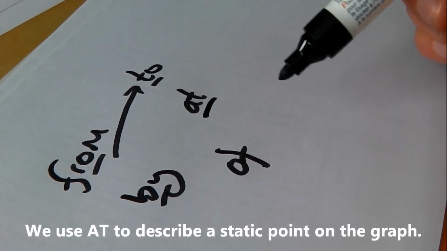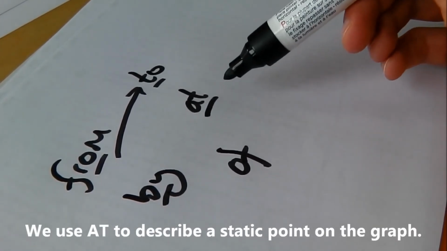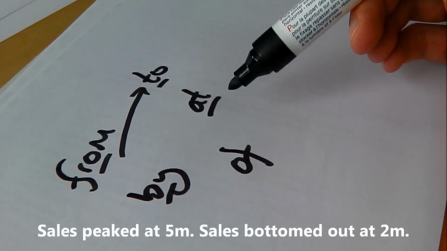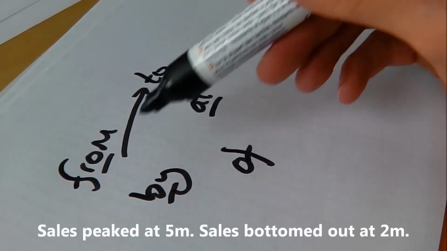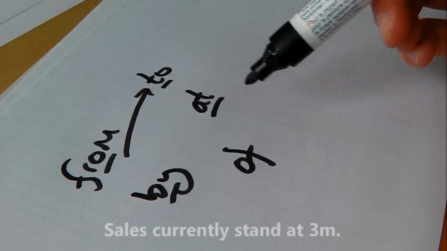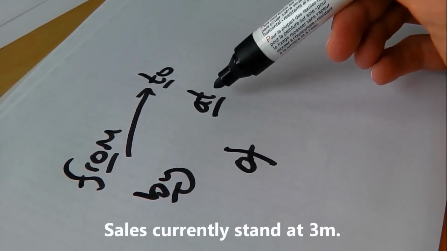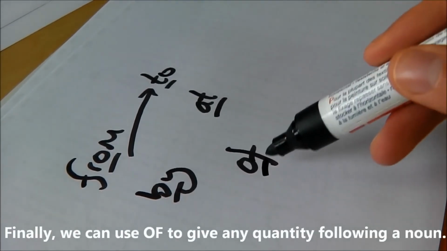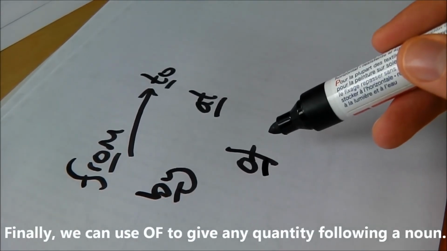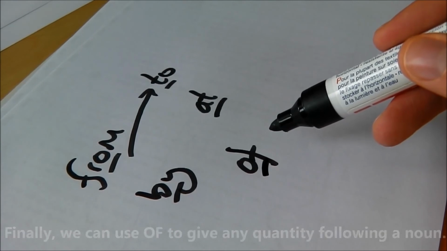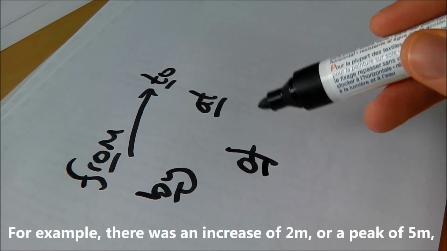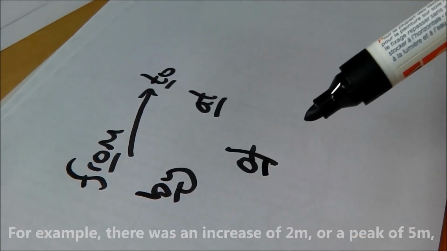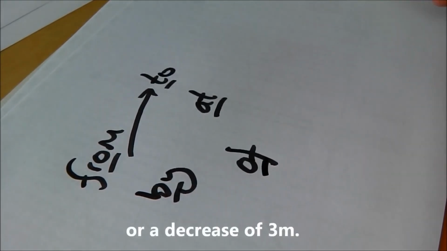We use at to describe a static point on the graph. Sales peaked at 5 million. Sales bottomed out at 2 million. Sales currently stand at 3 million. Finally, we can use of to give any quantity following a noun. For example, there was an increase of 2 million. There was a peak of 5 million. There was a decrease of 3 million.